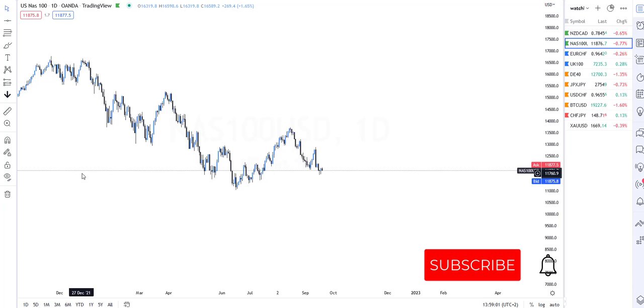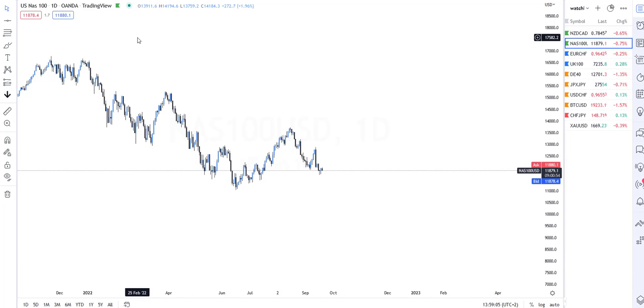Let's look at the Nasdaq market structure for the week, but we're going to look at this from only the higher time frame perspective. Let's start with our static structure, which is the highs and the lows.